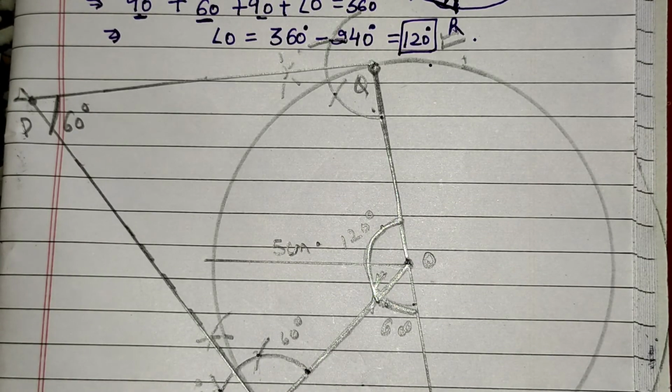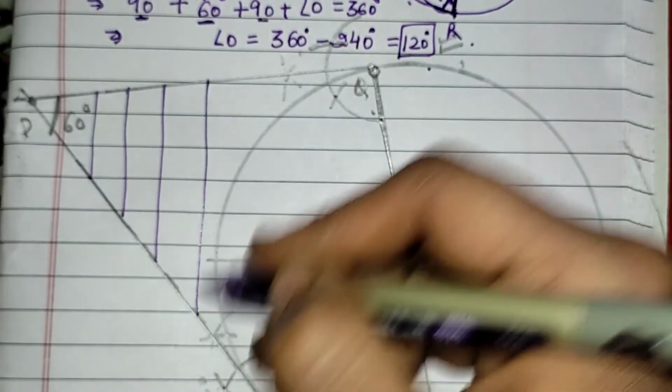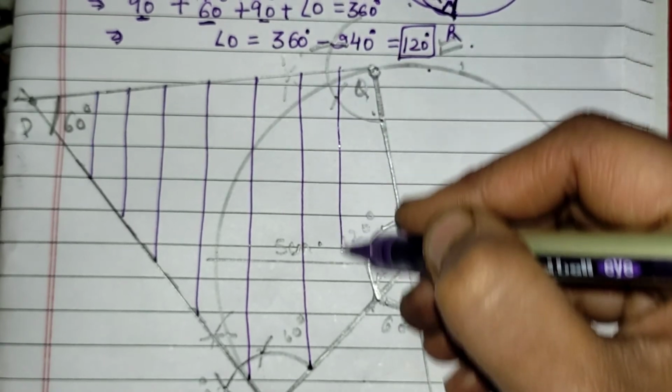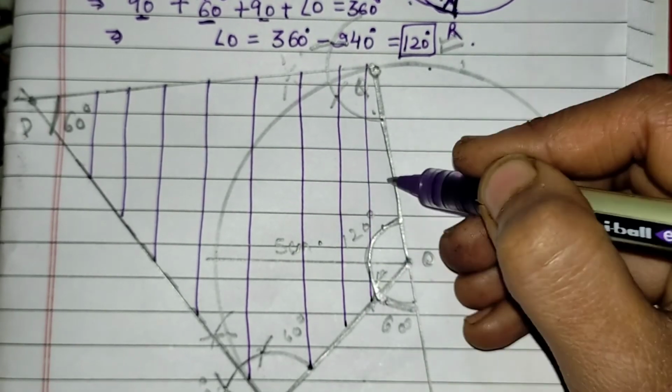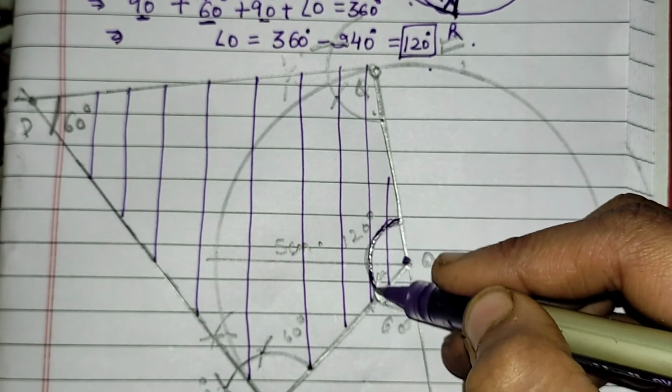So this is the quadrilateral which has been formed, about which we were talking from the starting. So see, this is the quadrilateral. Okay, so this is the quadrilateral. So my angle 120 is of the quadrilateral.